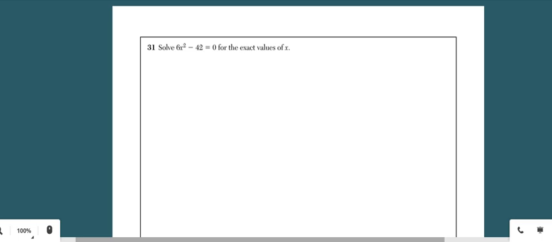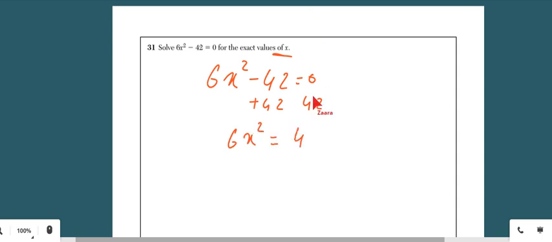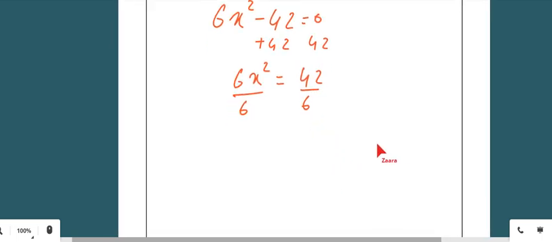Okay, let's look at this question. It says that for the exact value of x, you have to solve this problem. So it is 6x square minus 42 is equal to 0. Now 42 and 6, they both are not perfect squares, right? So let's add 42 on both sides. By doing that, we will get 6x square is equal to 42. Let's divide both sides by 6. So by doing that, we will get x square is equal to 7.